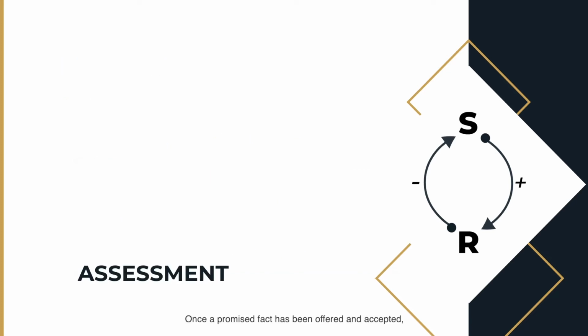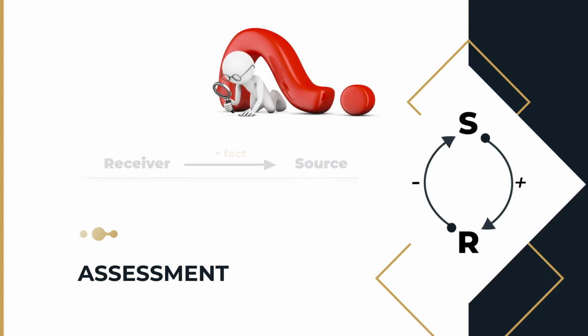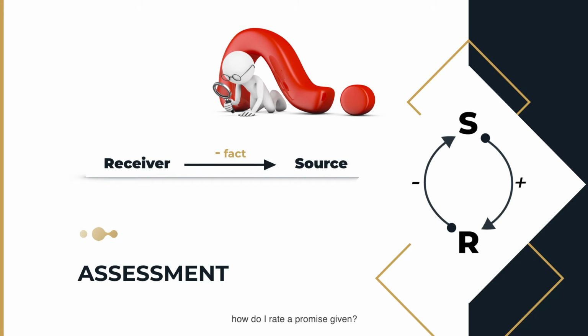Once a promised fact has been offered and accepted, any agent can assess whether these promises are kept or not. An assessment is a question: how do I rate a promise given? Assessment might take some time because it's based on experience or observation. The receiver asks, do I trust the asserted fact to be true, i.e., has the source kept its offer promise or not?